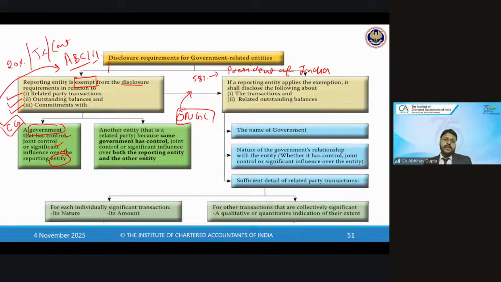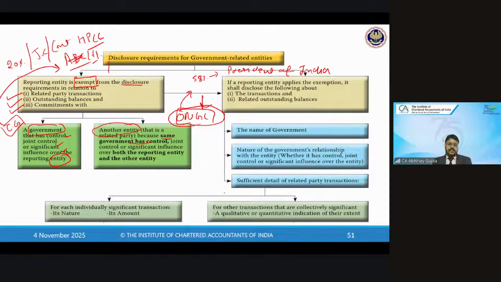For example, instead of ABC, this could be HPCL. HPCL is also controlled by the central government, the President of India, right? So that could be the possibility. So the central government and ABC Limited are related. Central government also holds 58% in ONGC, so the central government controls ONGC. So the central government and ONGC are related. Now, by virtue of the central government being the same government that has the control, ONGC is also covered within the definition of another entity for the exemption, right?